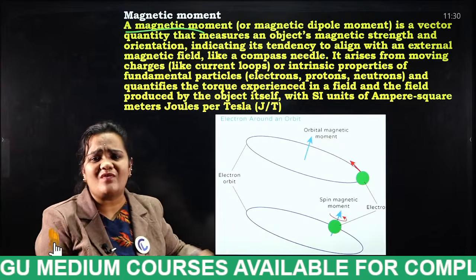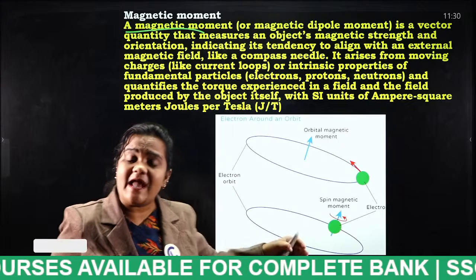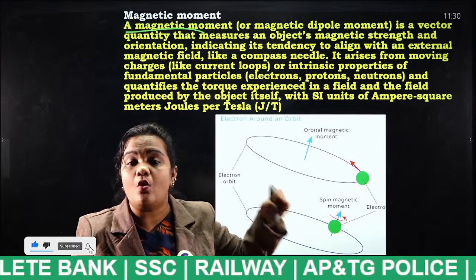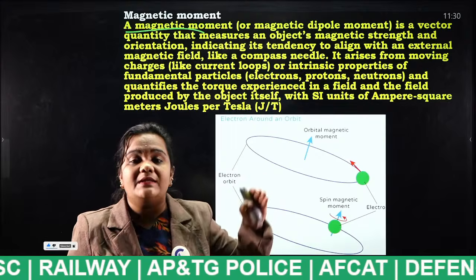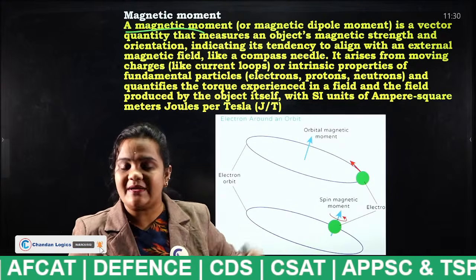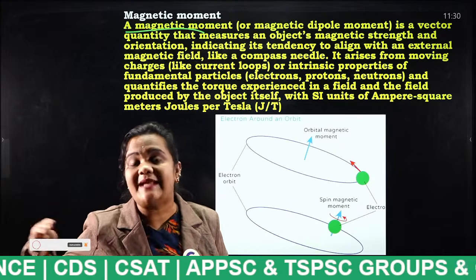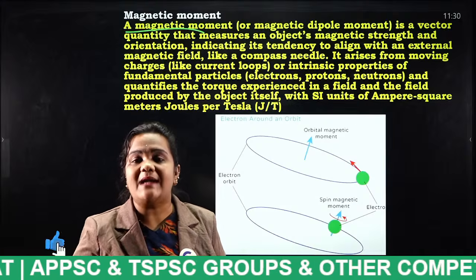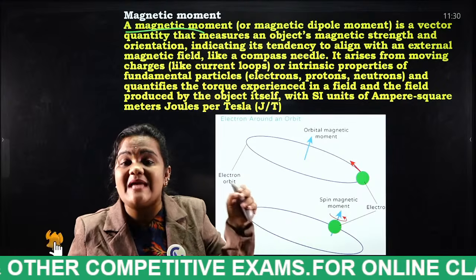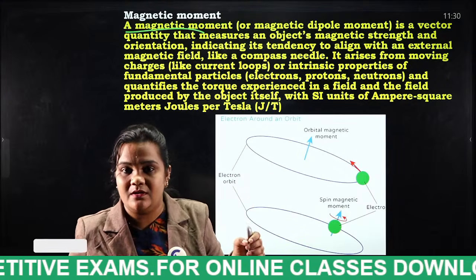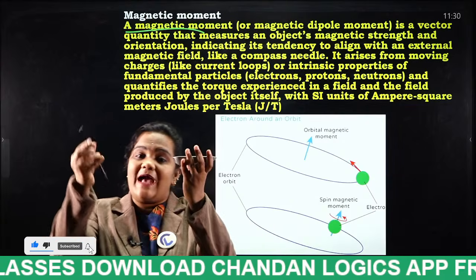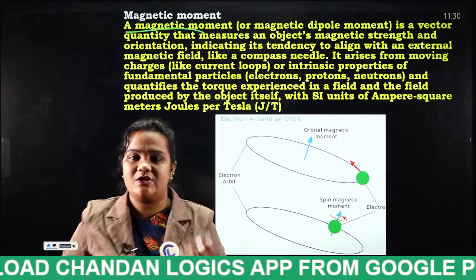What do you mean by vector quantity, students? What is a scalar quantity and what is a vector quantity? A scalar quantity has only magnitude. A vector quantity has both direction and magnitude. So that quantity is known as what? Vector quantity. And the magnetic moment has both magnitude and direction, that is, orientation.